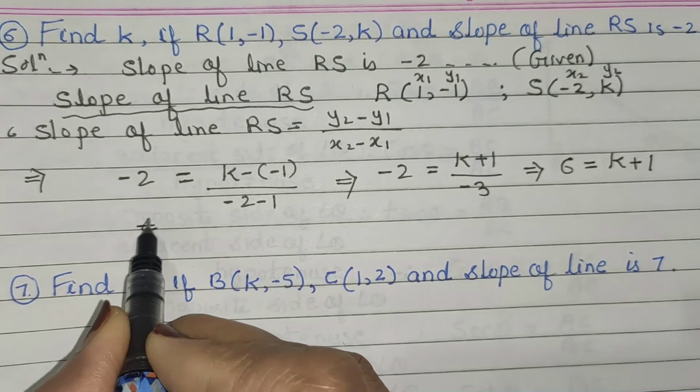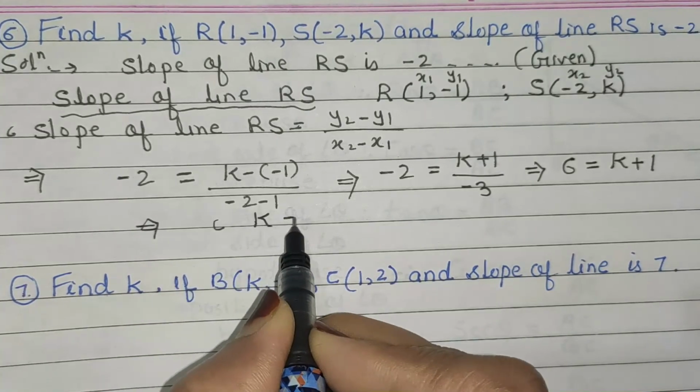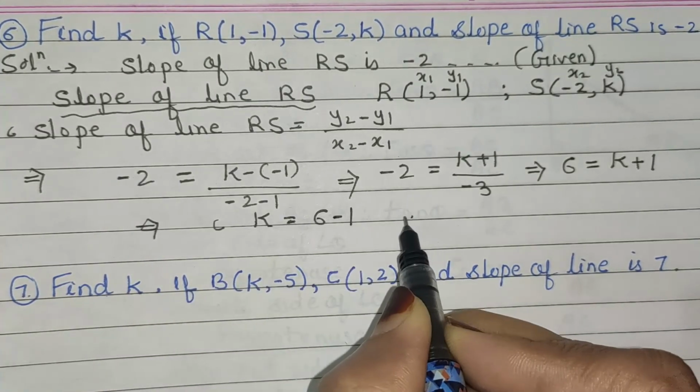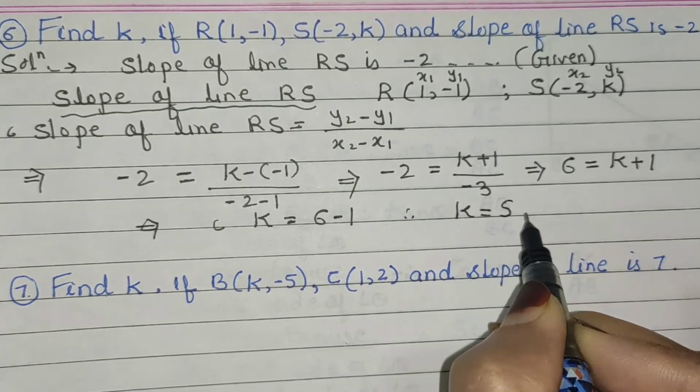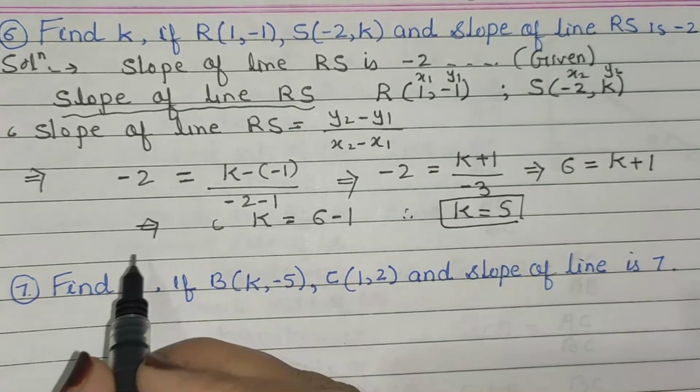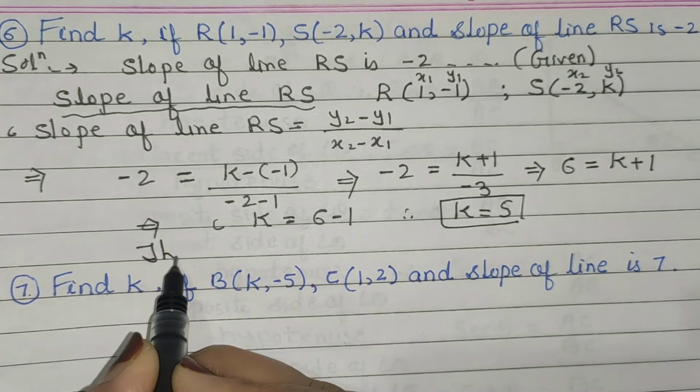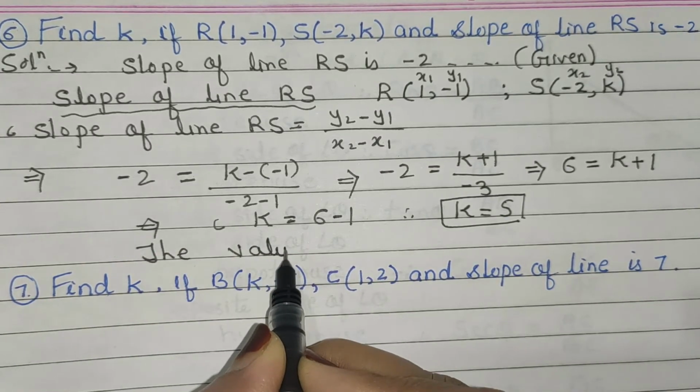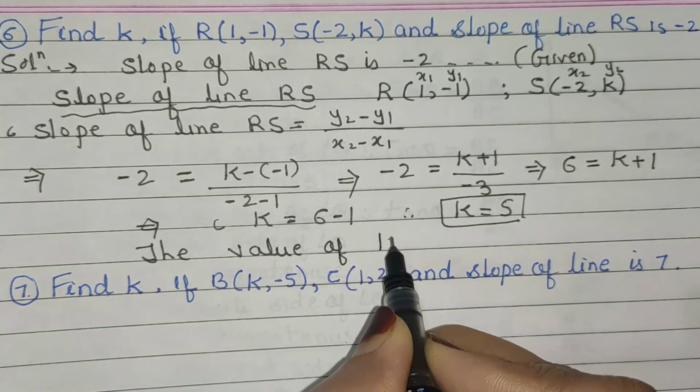Therefore k is equal to 6 minus 1. Therefore the value of k is equal to 5. Write down the answer here. The value of k is 5.